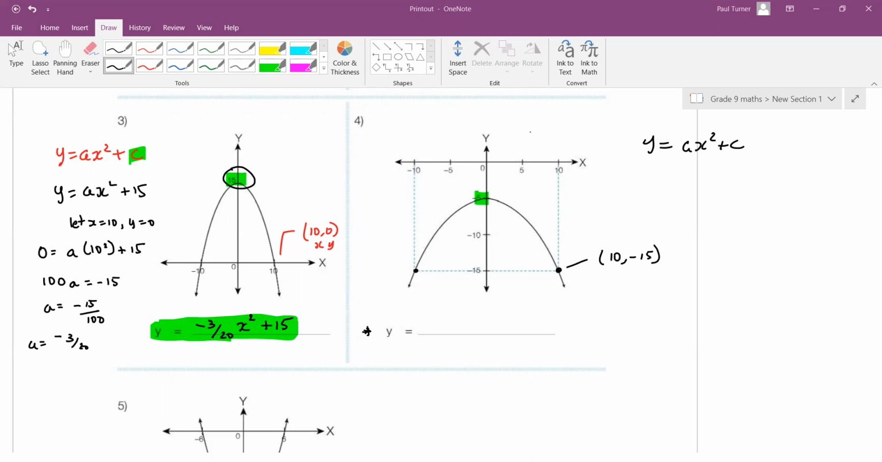And notice the graph opens downwards. So your A value should be negative, shouldn't it? So this should be negative. Check your sign if you got a positive A. Shall we have a look?